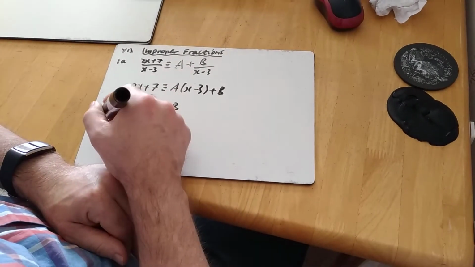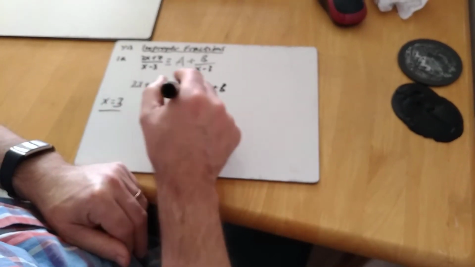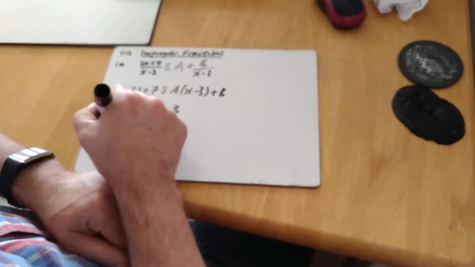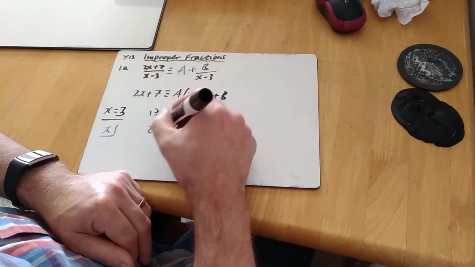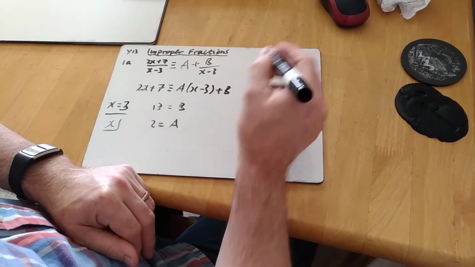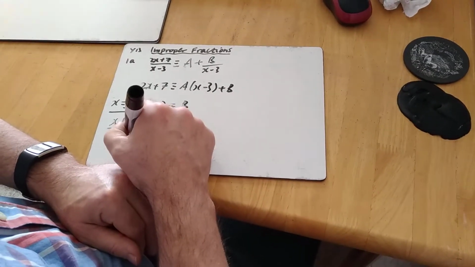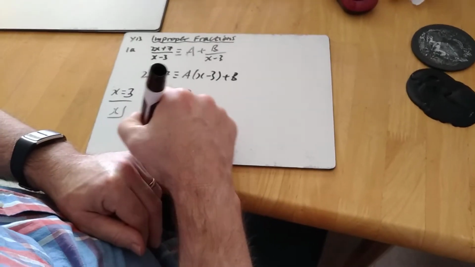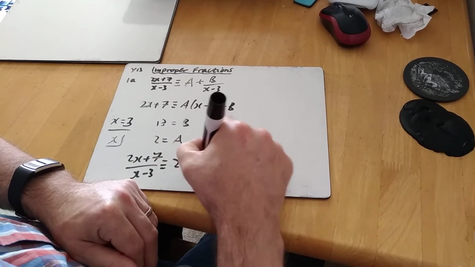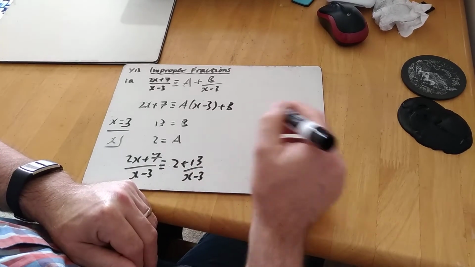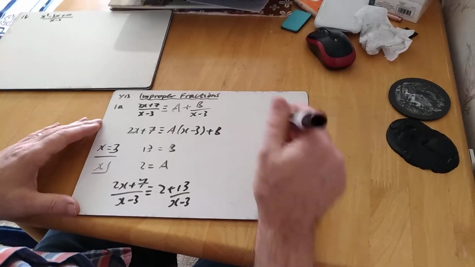And then the other thing I can do, because it's true for all values of x, is match up coefficients. I can match up the coefficients of x and say that 2 on that side, the only thing with x in is a times x, so 2 equals a. So this thing here will be equivalent to 2 plus 13 over x minus 3. And that's my preferred method of doing it.